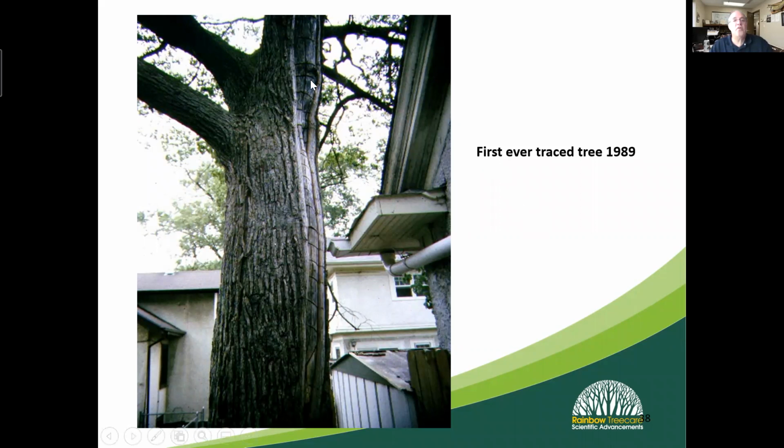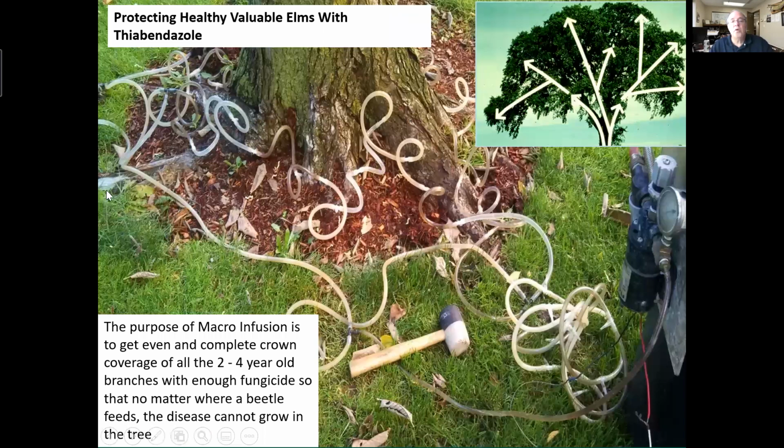So let's hop over and talk a little bit about protecting elms. We've tried many products, and we did a pretty major research project I'm going to talk to you about, but we only use thiabendazole, which is, the brand name is Arbotect. It's made by Syngenta.